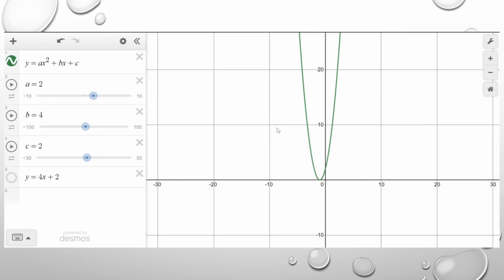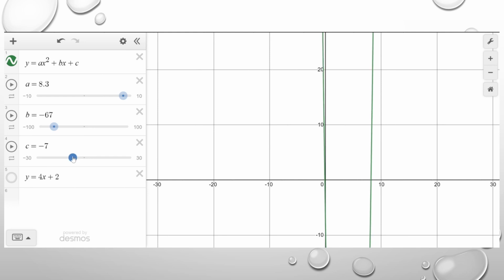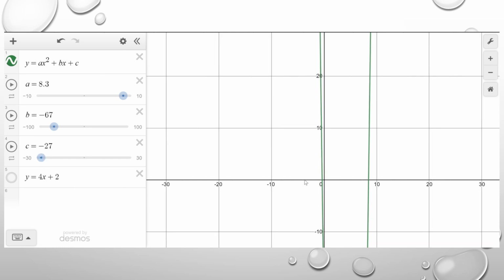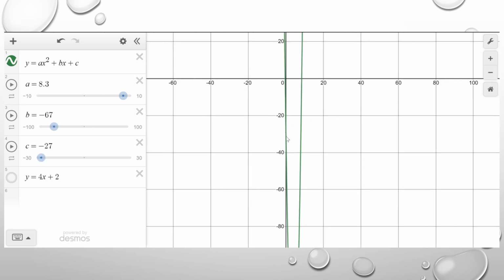The quadratic function always intersects the y-axis at some point. So for example here, the intercept is at y equals 2. If I put in any other random function, so if I say a is 8.2, b is negative 67, c is negative 27, it still intersects the y-axis if I zoom out a little bit, when x equals 0, at y equals negative 27. It always intersects the y-axis.